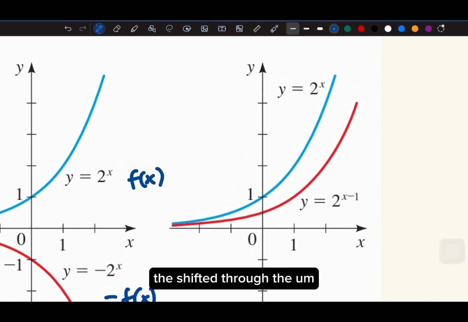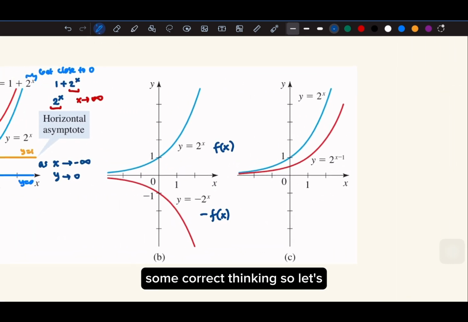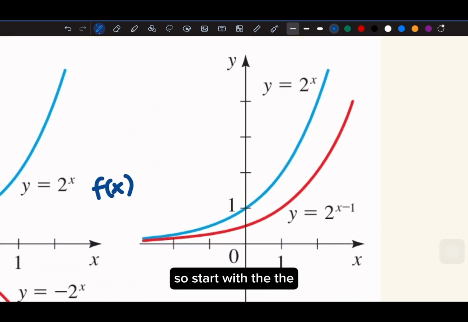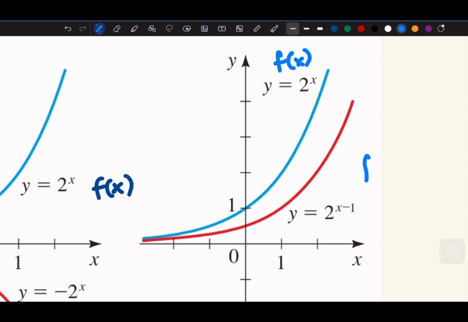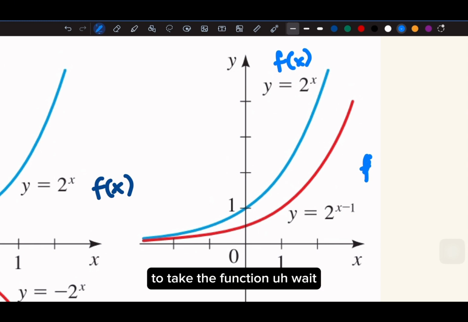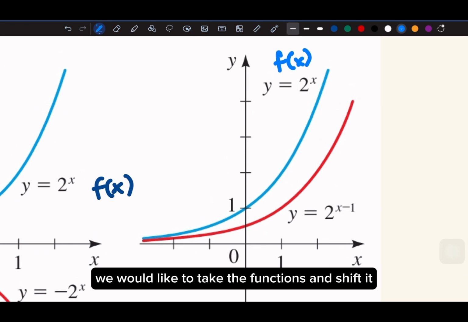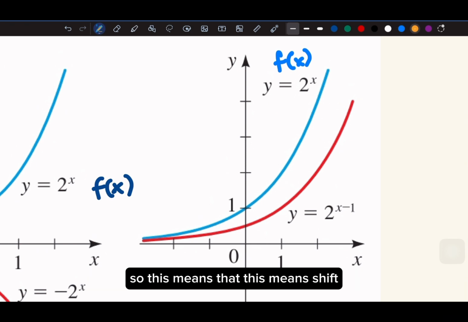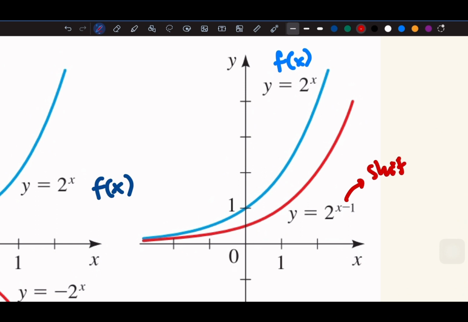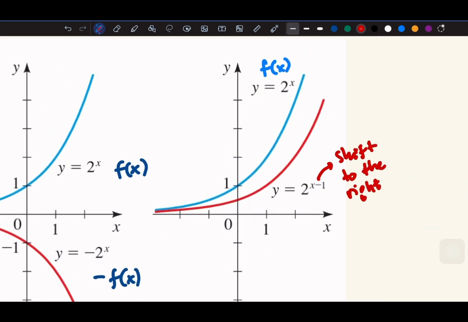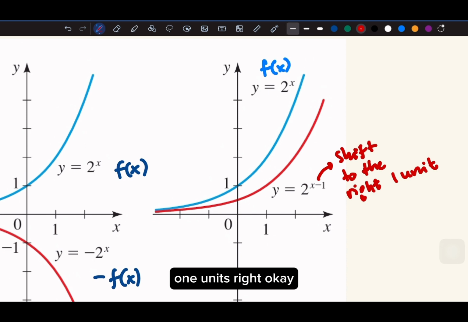And then the same thing with the horizontal shift. Now we need to take care of this with some correct thinking. Okay, so start with the function. So this is the function, and we would like to take the function and shift it. So this means shift to the right one unit, right? Okay.